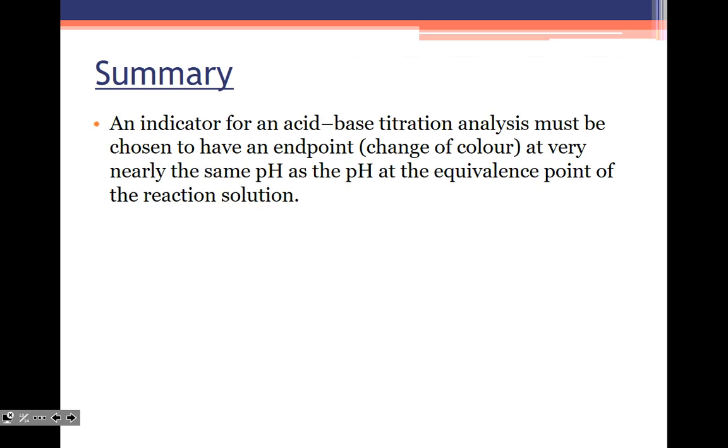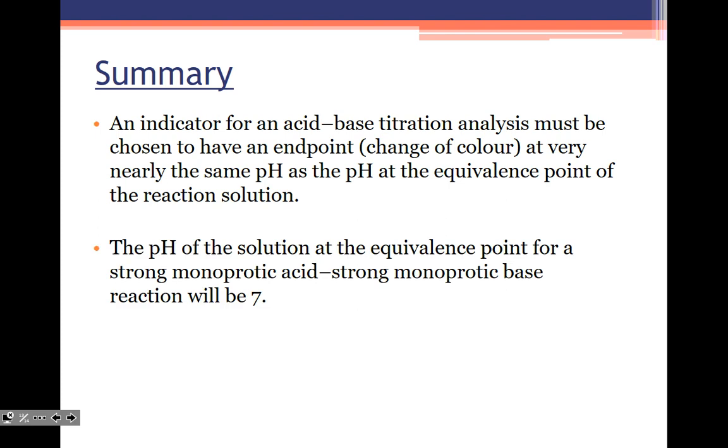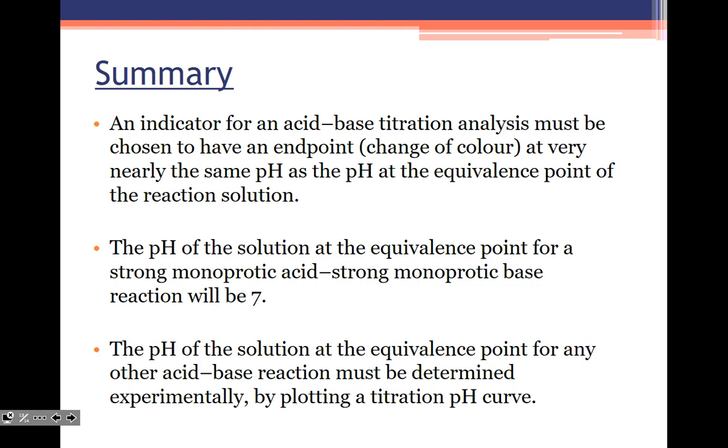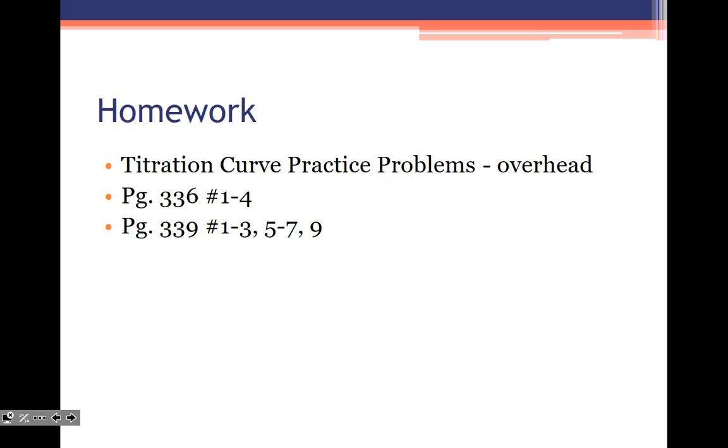So let's summarize. An indicator for an acid-base titration analysis must be chosen to have an endpoint, or a permanent change of color, at very nearly the same pH as the pH at the equivalence point of the reaction solution. Make sure you're as close to that center as possible, but anything within that range will work. The pH of the solution at the equivalence point for a strong monoprotic acid, strong monoprotic base reaction will be 7. And the pH of the solution at the equivalence point for any other acid-base reaction must be determined experimentally by plotting a pH titration curve.